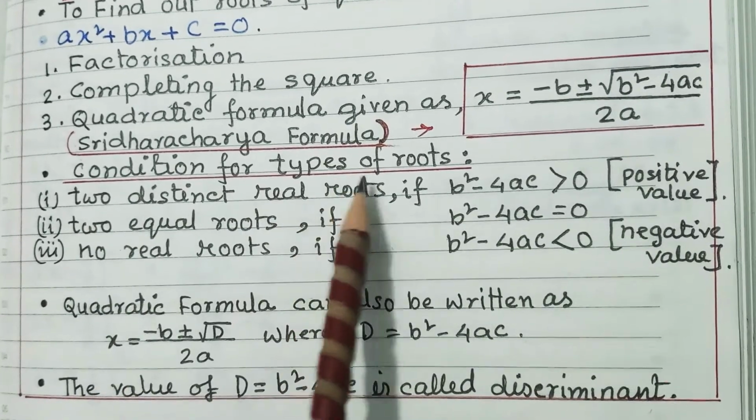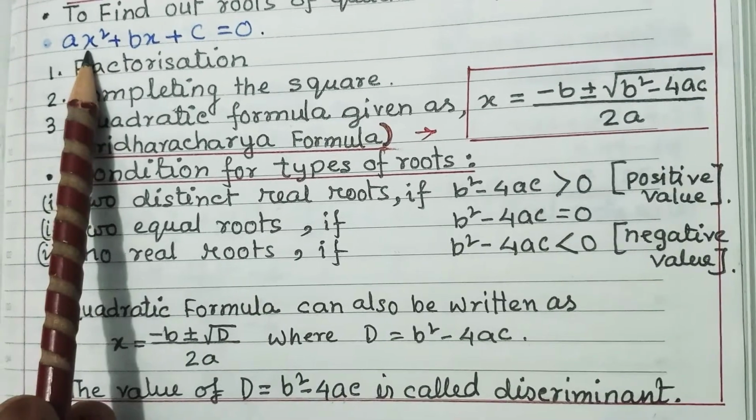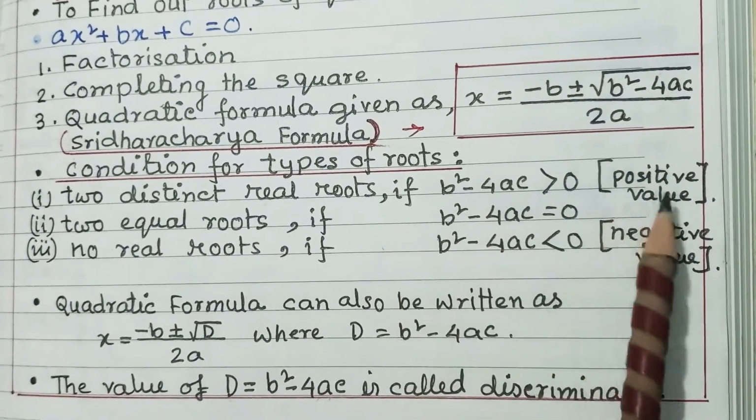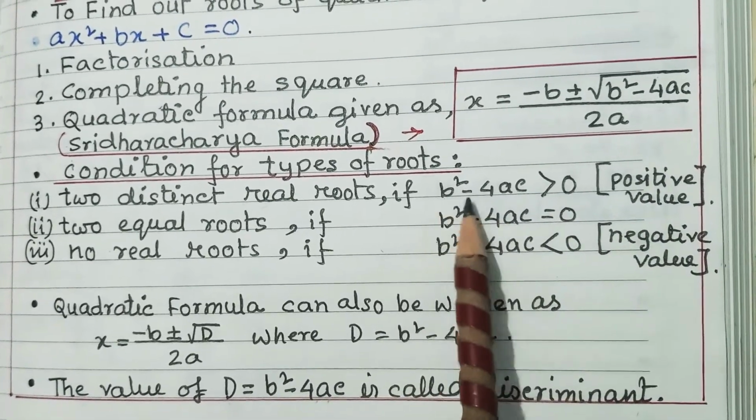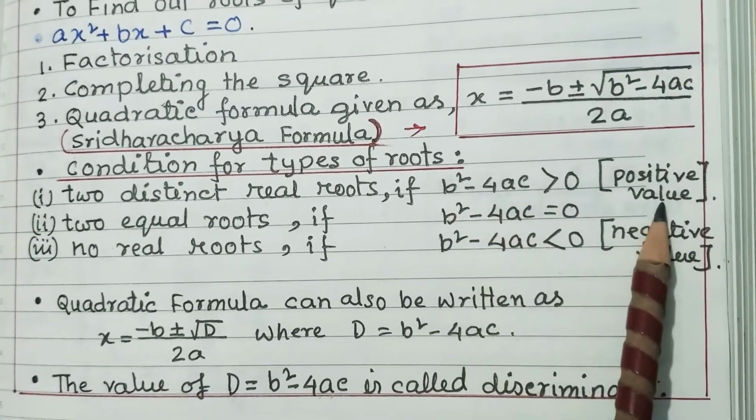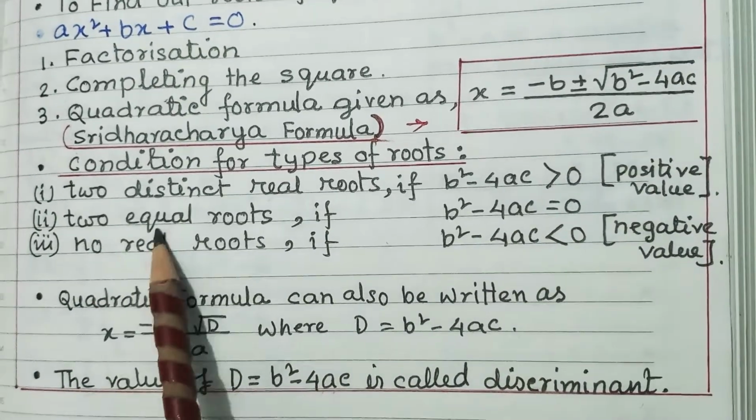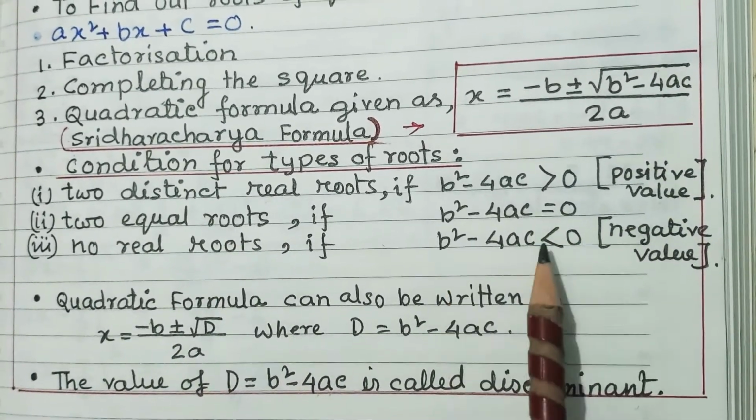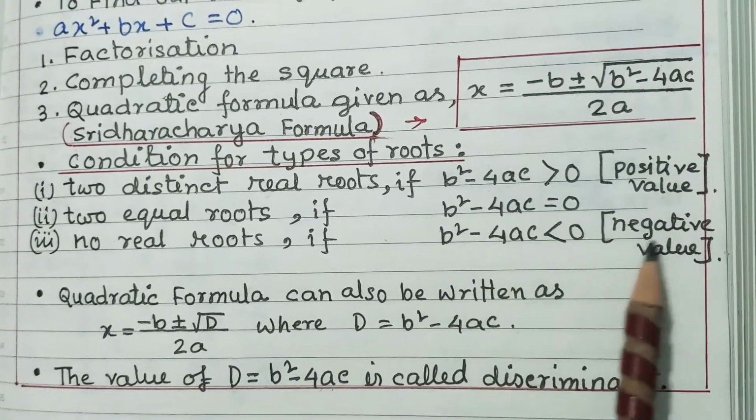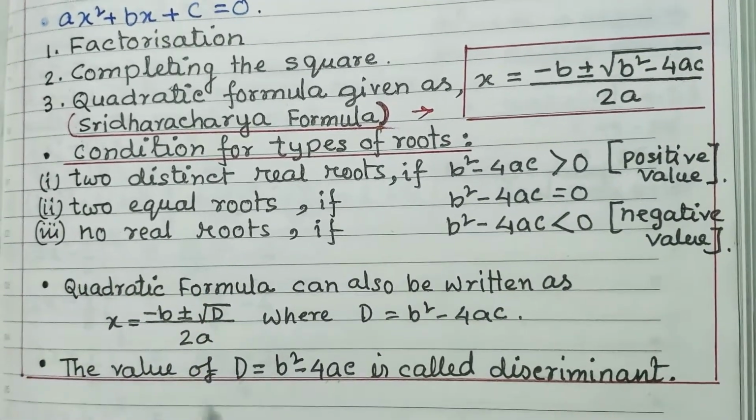Now the condition for types of roots. As it is a quadratic equation, there are two roots. There must be two distinct roots if b square minus 4ac is greater than 0, which means it gives a positive value. If it is equal to 0, there are two equal roots. If it is less than 0, which means it gives a negative value, then there are no real roots.